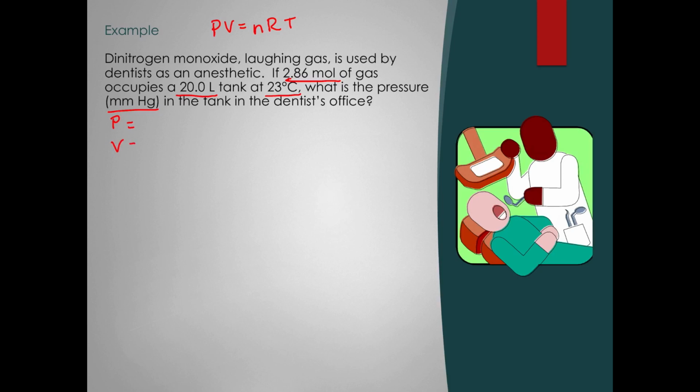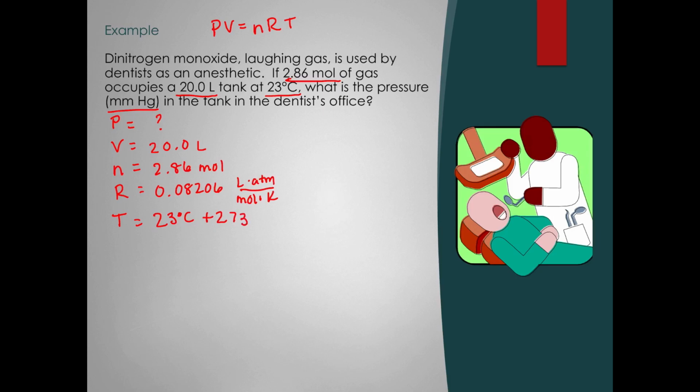So we have P, V, n, R, and T that we're using. Our pressure is what we're trying to find. Our volume is 20.0 liters. We have 2.86 moles of our gas. Our R value is 0.08206 liters atmospheres over moles Kelvin. And our temperature is 23 degrees Celsius, but we can't use it as Celsius. So we'll add 273. That gets us 296 Kelvin.